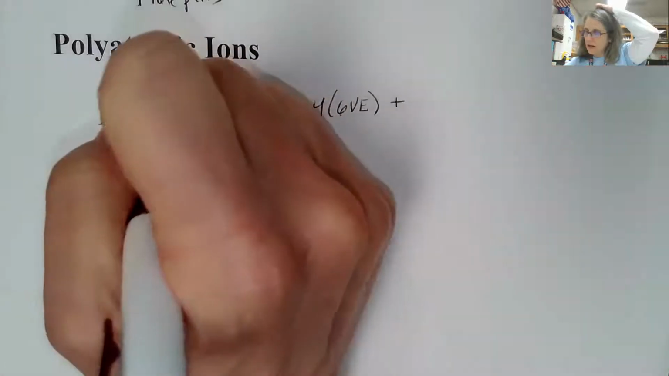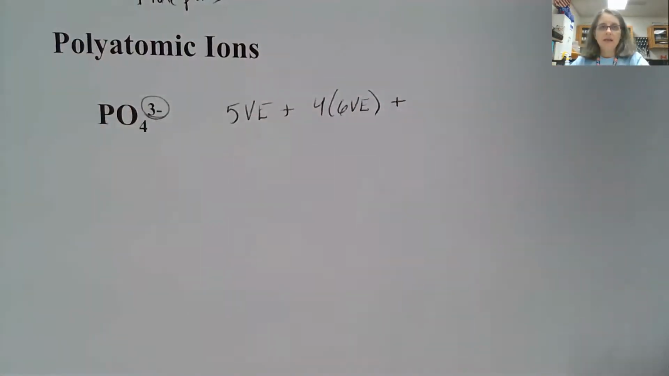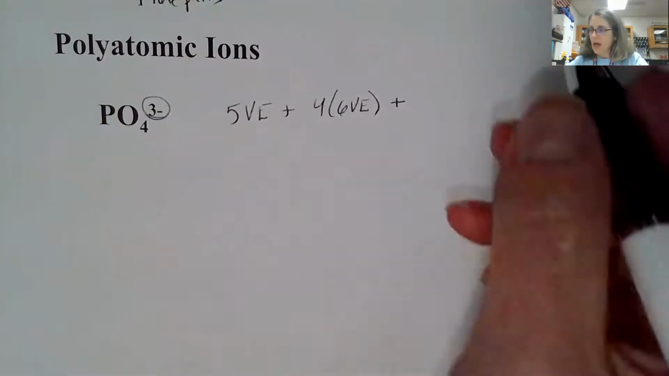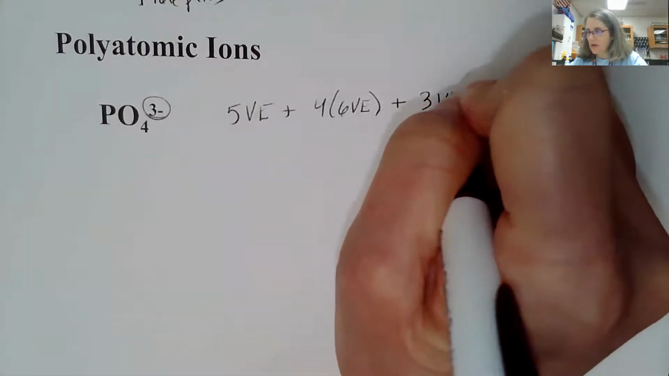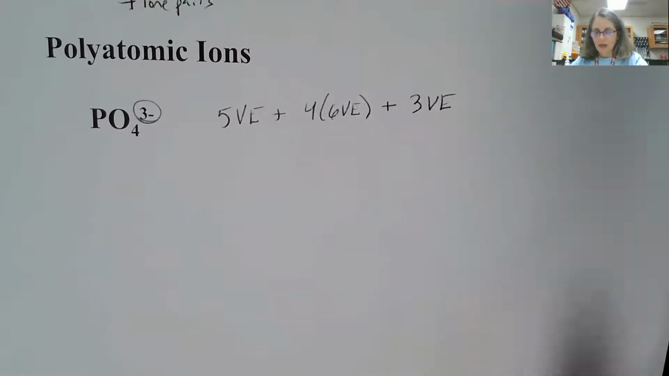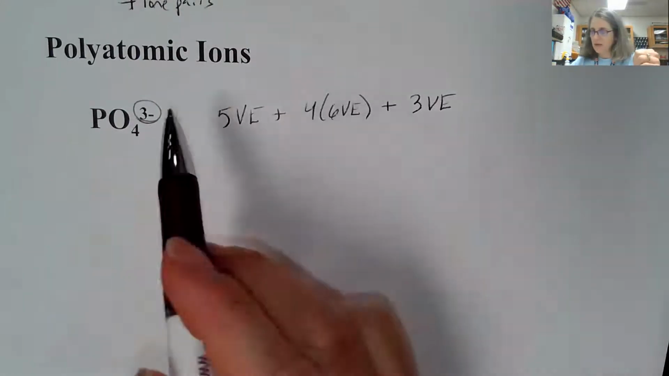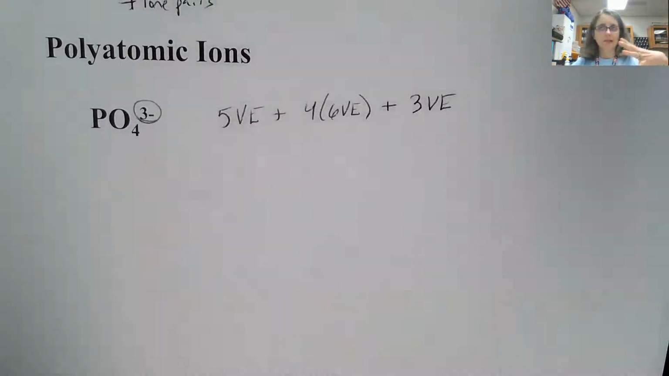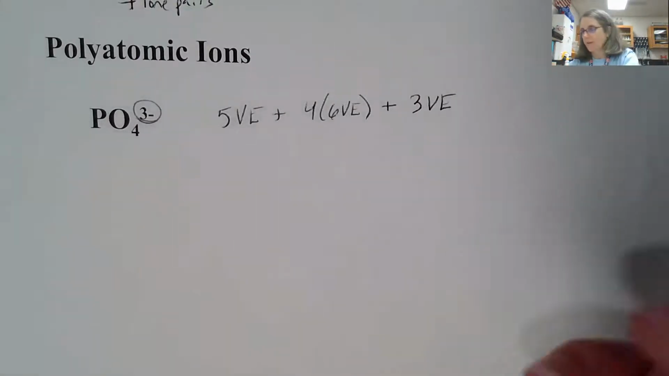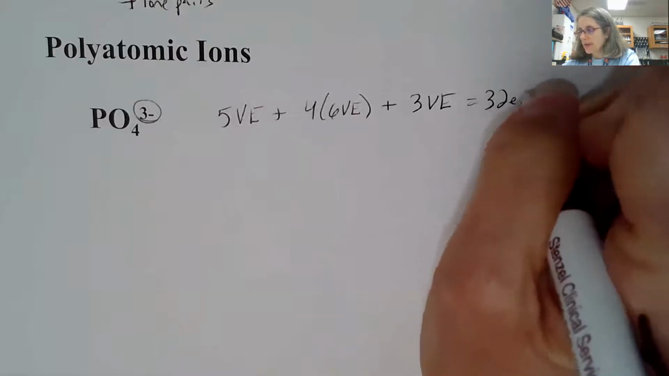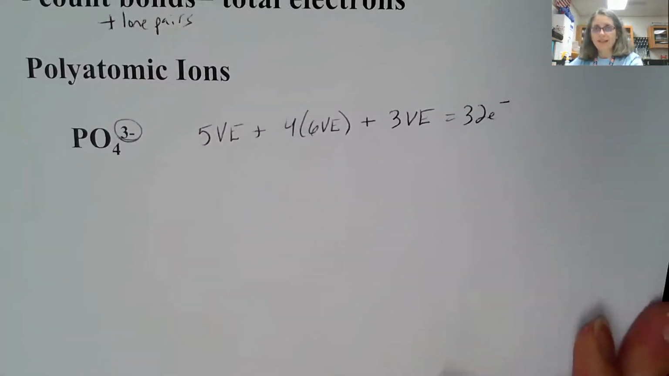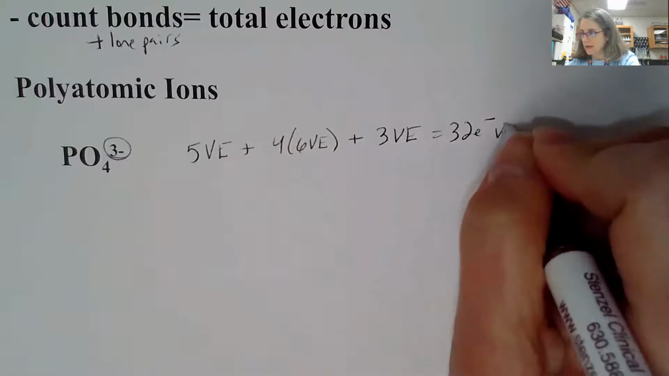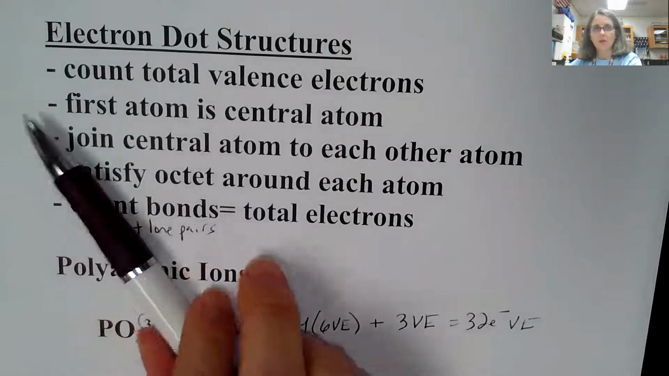If I look at this 3-, that means 3 electrons have been donated to this molecule. So I'm going to add 3 valence electrons to this overall. And you will find that these valence electrons are coming from a metal or from the other part of the ionic compound. That's where they're coming from. So this ends up being 32 electrons. That's how many valence electrons I have in this total molecule. So that's the first step, count the total valence electrons.